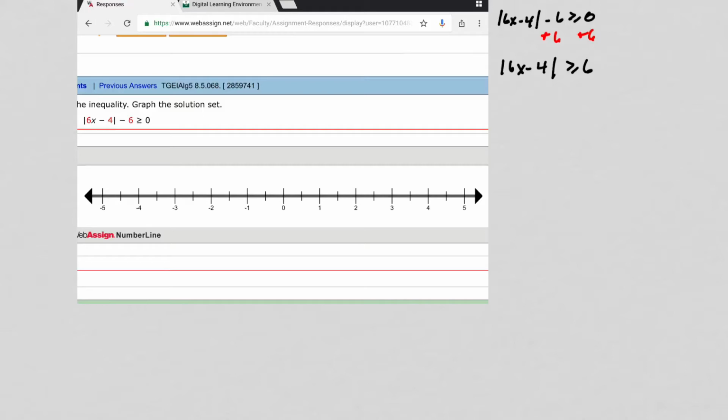Now remember, your absolute value problems depend on this sign. With a greater than or equal to, you split it up one way. With a less than or equal to, you split it up a different way. So this one's a greater than or equal to. So as we split it up, we say that the 6x minus 4 can just plain old be greater than or equal to 6, or the 6x minus 4 can be less than or equal to -6. So that's based on the greater than or equal to.